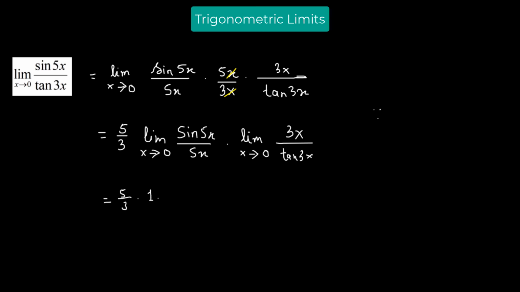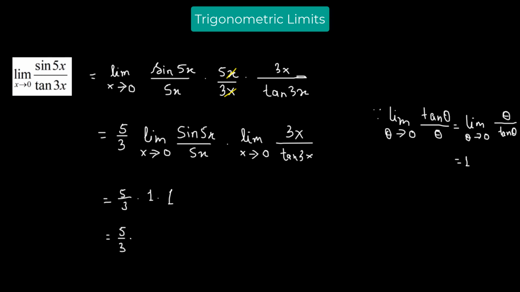So here the definition states that the limit as theta goes to 0 of tan theta over theta is equal to the limit as theta goes to 0 of theta over tan theta, which is equal to 1. So the limiting value of theta over tan theta when theta tends to 0 is also going to be 1. So we have the limit as x goes to 0 of 3x over tan 3x equal to 1. So that gives us the limiting value of 5 over 3.